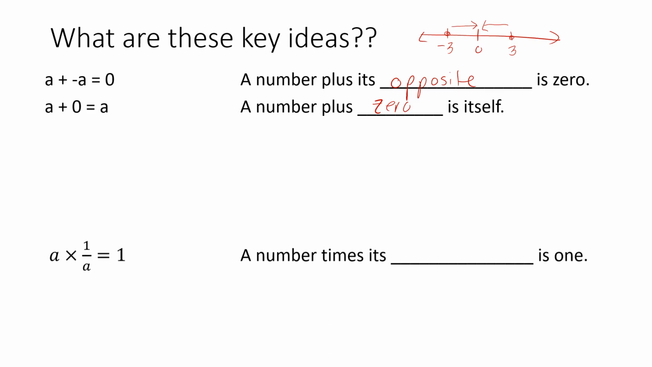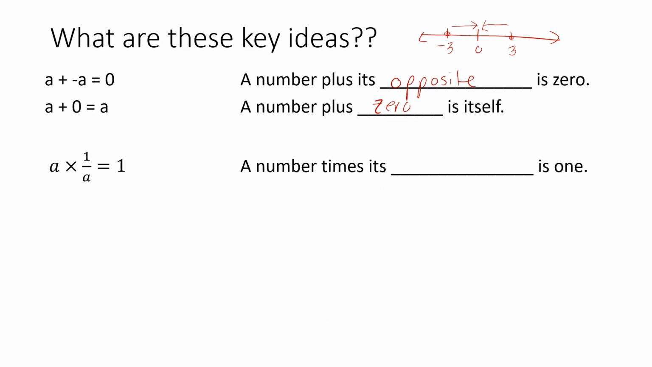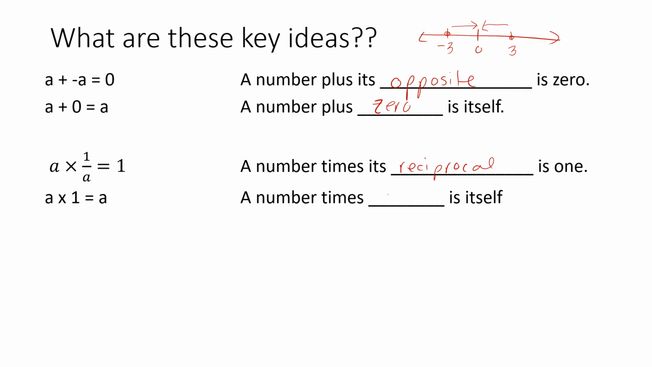Here we have a times 1 over a is equal to 1. So a number times its reciprocal is 1. So if you take a number and then flip it over in fraction form and multiply those two numbers together, you will get a 1. And a similar property here, a times 1 is equal to a. So a number times 1 is itself. In other words, multiplying by 1 does not do anything to the number. Adding 0 does not do anything to the number.